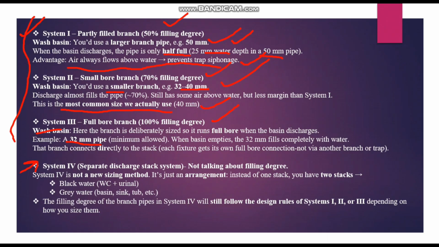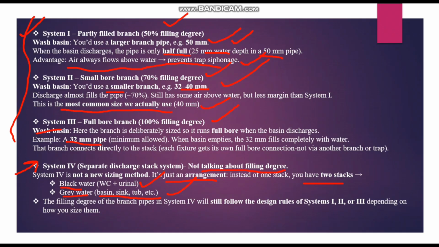Coming to system 4, the main thing is they are not talking about the filling degree. System 4 is not for the filling degree. They are talking about the arrangements only. So when it comes to arrangement, you have two stacks. One is for the water closet, urinal, all the black water, you have one stack. Another one is for the gray water. You have the wash basins, kitchen sink, bathtub, bidet, all this is going with the gray water.